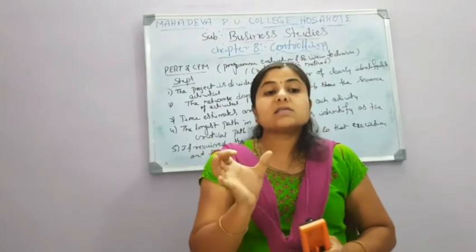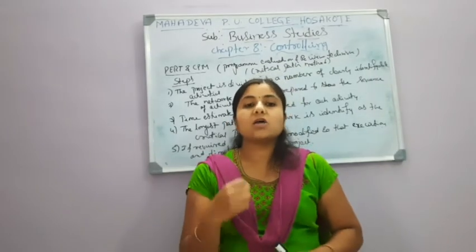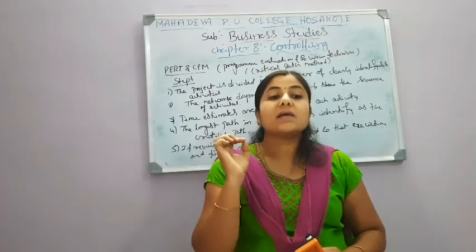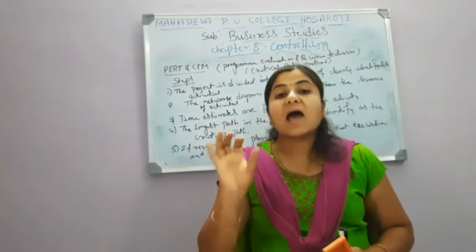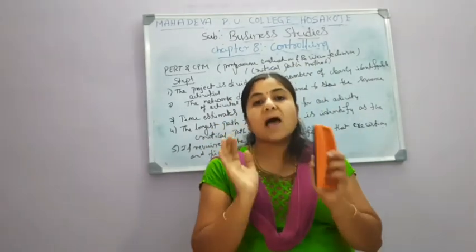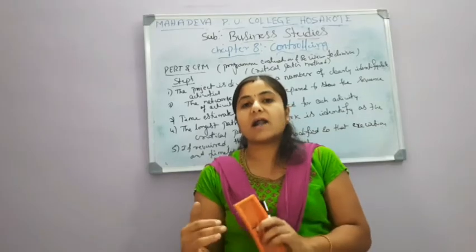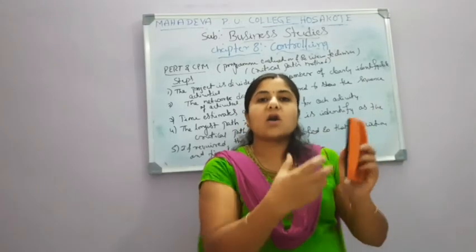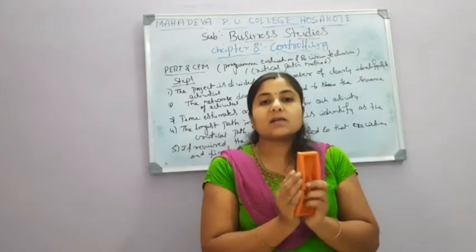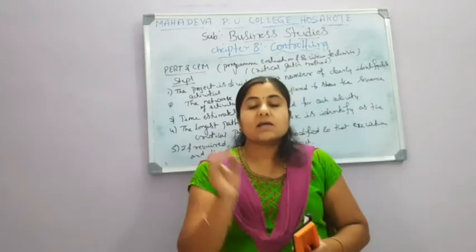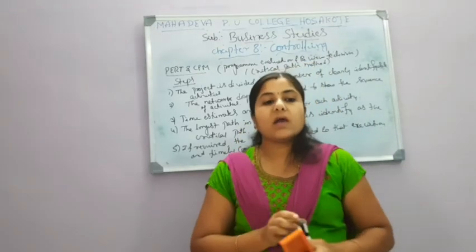PERT and CPM are very important programs which we conduct at the time of making plans. They are important techniques useful for planning and controlling. You already know that planning and controlling are interrelated and interdependent. On the basis of the plans we control, and without control it is not possible to implement the plan. That's why we use CPM and PERT for planning and controlling in the organization.